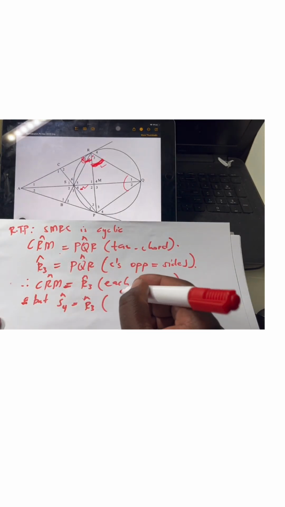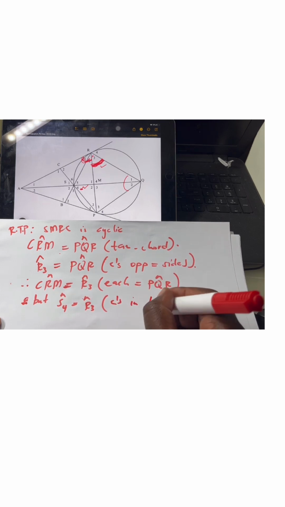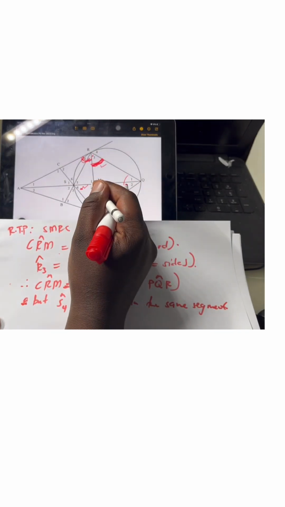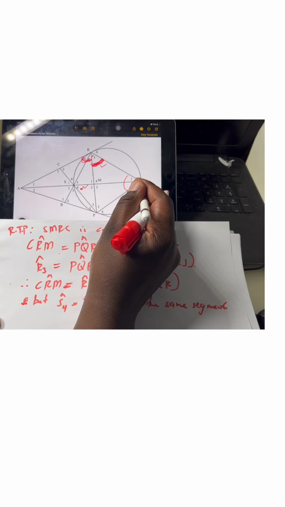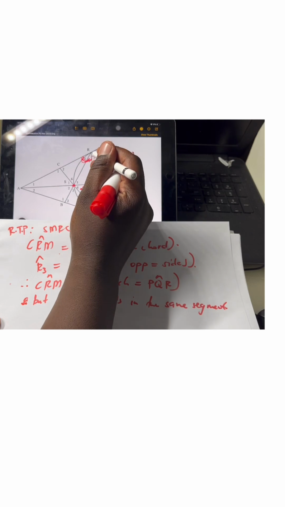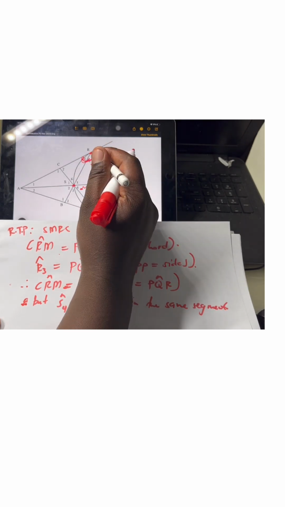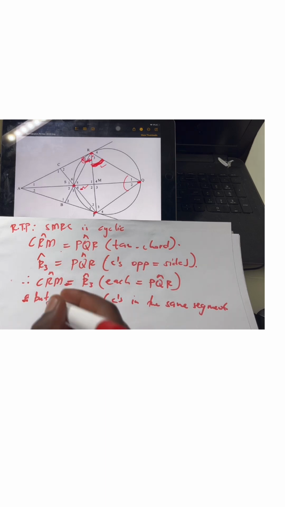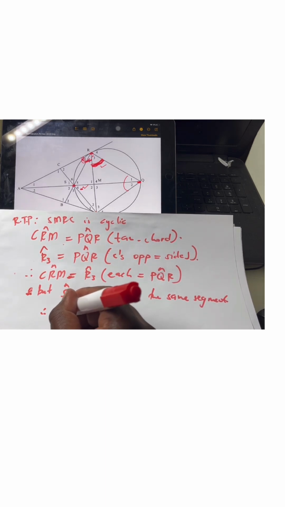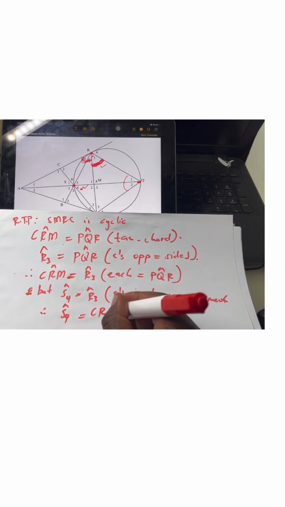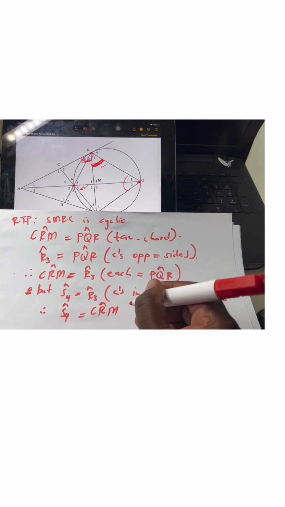The reason why? Angles in the same segment. So how do you know that? It makes a bow tie. It touches the circle, touches the circle, touches the circle, touches the circle, and it forms a bow tie. So now that we know this part, angle S4 is equal to CRM. How, guys? We proved that.